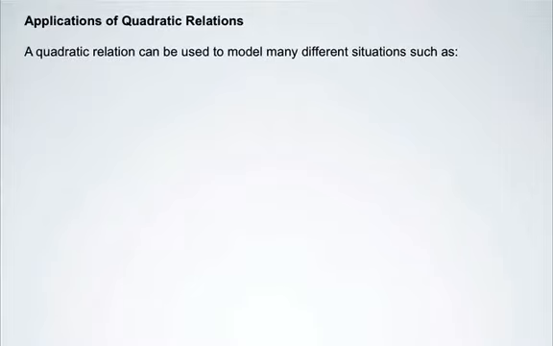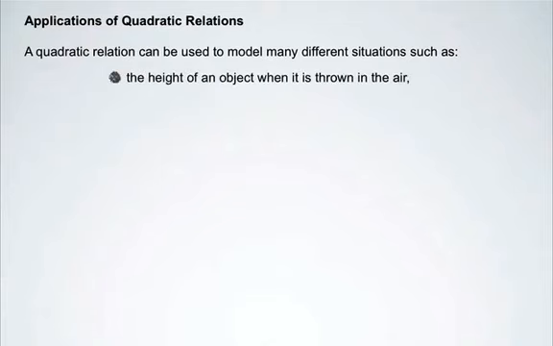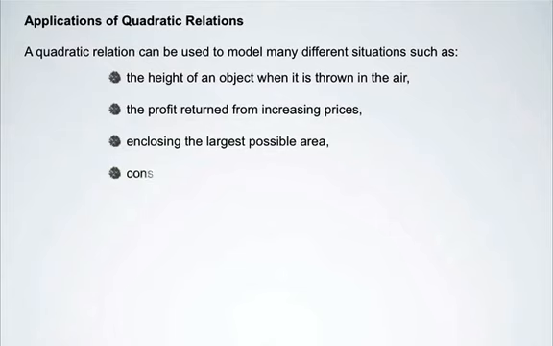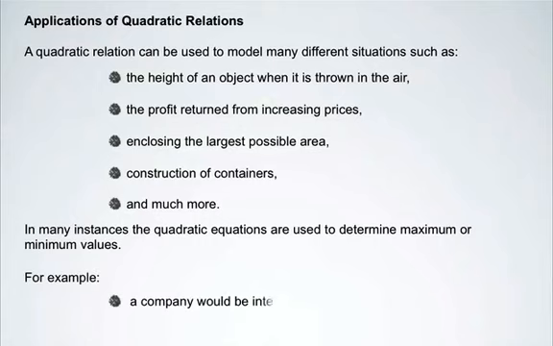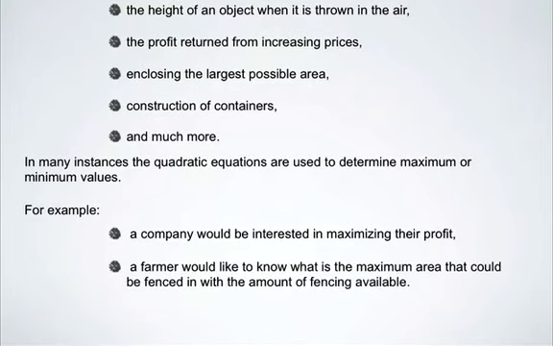A quadratic relation can be used to model many different situations, such as the height of an object when it is thrown in the air, the profit returned from increasing prices, enclosing the largest possible area, the construction of containers, and much more. In many instances, the quadratic equations are used to determine maximum or minimum values. So for example, a company would be interested in maximizing their profit, whereas a farmer would like to know what is the maximum area that could be fenced in with the amount of fencing available.